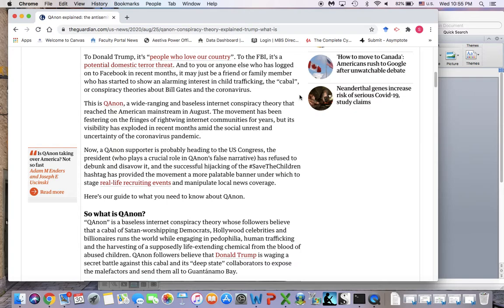Now, a QAnon supporter is probably heading to the U.S. Congress. The president, who plays a crucial role in QAnon's false narrative, has refused to debunk and disavow it. And the successful hijacking of the Save the Children hashtag has provided the movement a more palatable banner under which to stage real-life recruiting events and manipulate local news coverage. Here's our guide to what you need to know about QAnon. Okay, now, in a way, I think what we have here is the observation, the why, and the how.